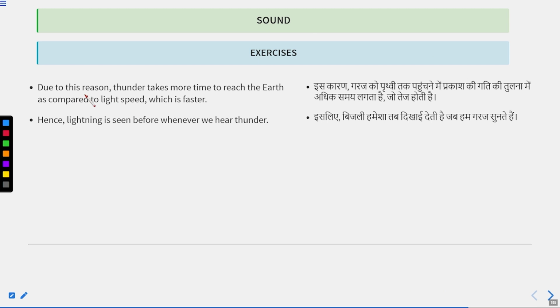Due to this reason, the speed of light is very, very much greater than the speed of sound. Thunder takes more time to reach earth as compared to light, which is faster. Hence lightning is seen before we hear thunder. Before thunder, we see the lightning because the speed of light is very, very much greater than the speed of sound. I hope this answer is clear to you.